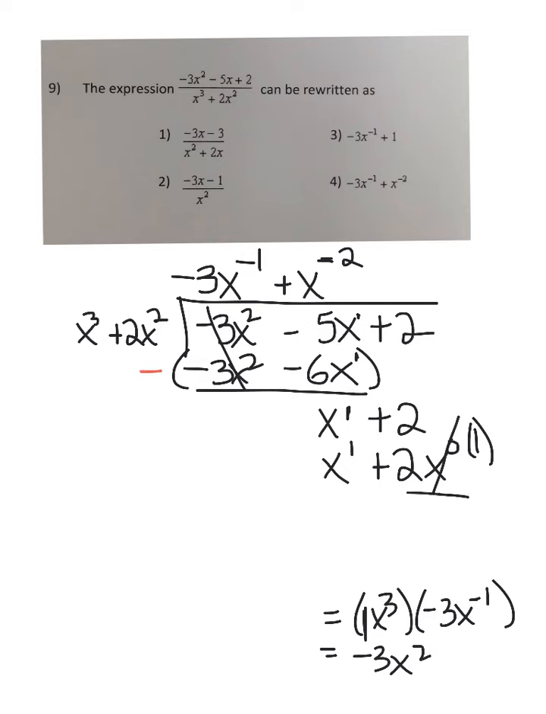All right, so then we are going to subtract, and you should hopefully see these will cancel out and those will cancel out. So here is your answer right there, and if you look, that is answer choice 4.